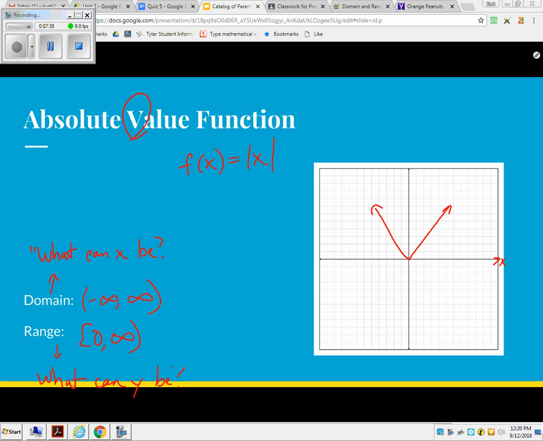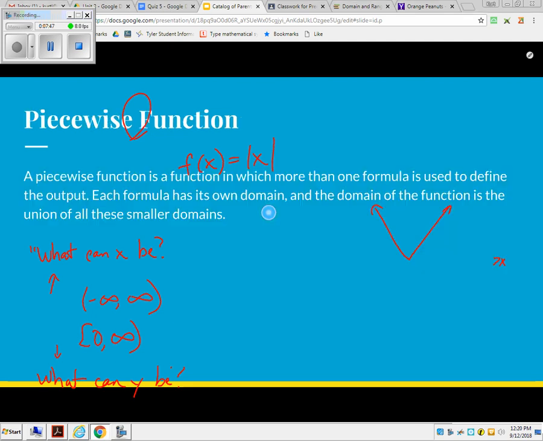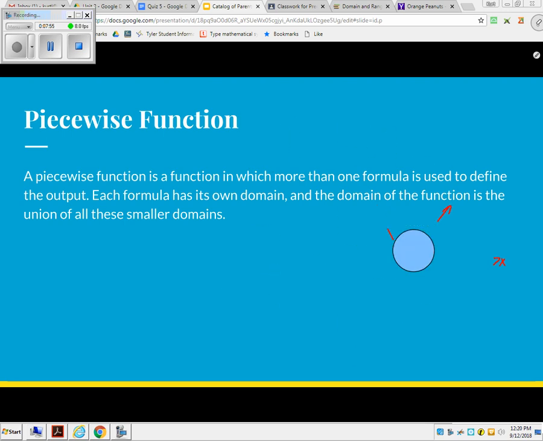Whew, I know, take a deep breath. Those are all your parent functions. It's not even all of them, but it's the ones I'm wanting to cover for now. We'll come back maybe to a couple more later on. But these are going to help me graph something called piecewise functions, or piecewise defined functions. And so the piecewise function is a function in which more than one formula is used to define the output.